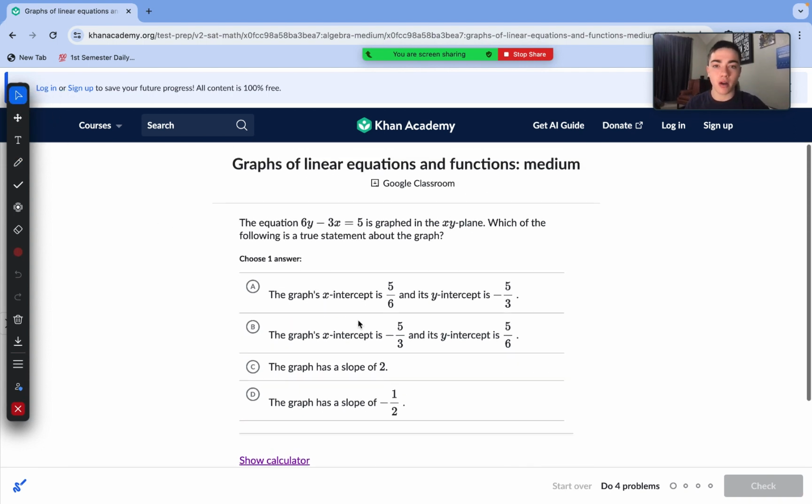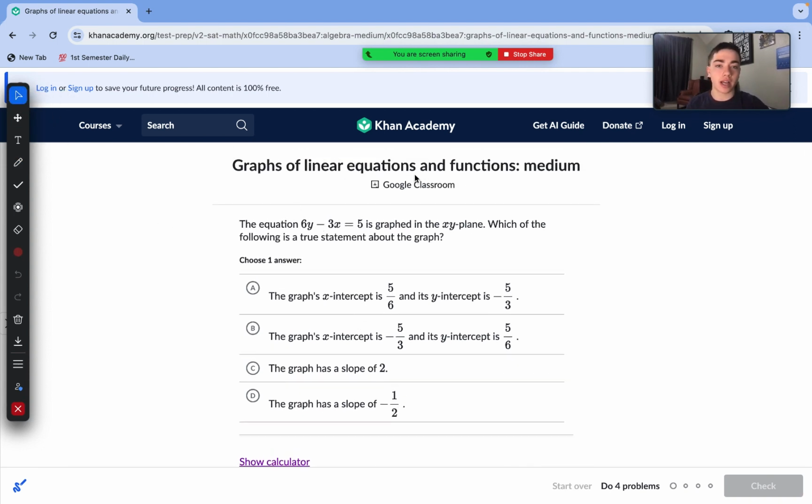Today we are going to be going over our graphs of linear equations and functions. Same skill as earlier in the day, but now we're going to be doing the medium difficulty level. Expect to see some other forms of linear equations. Last video we just went over our y equals mx plus b, but now we also have to consider other forms such as point slope and a standard form, as we can see in this question in front of us.